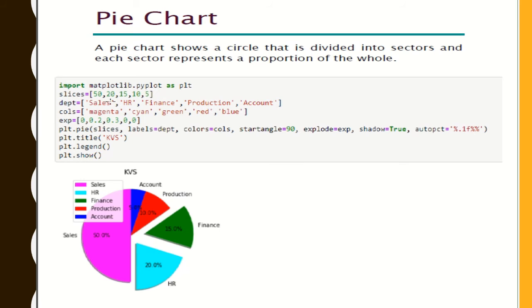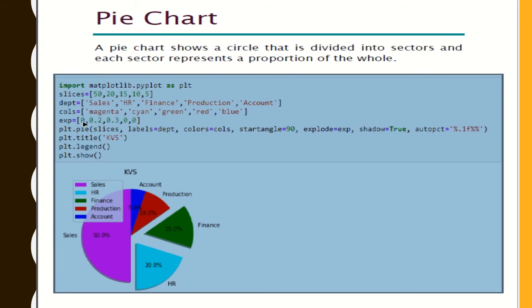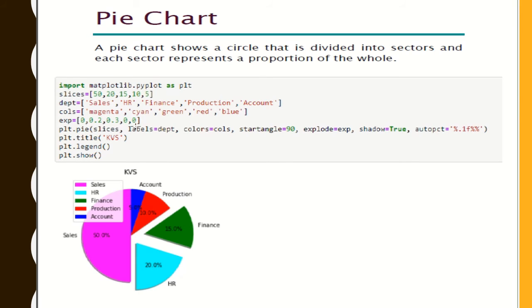Like departments and sales are there. Sales will be 50, HR 20, then finance 15, then production 10, and then accounts will be 5. Colors also you have to write accordingly, like sales will be represented as magenta, HR will be cyan, finance will be green, production will be red, and accounts will be blue. Okay, now here explode means, like 0, 0, 0.2, 0.3, 0, 0. These are the data which is being displayed. Next is plt.pie. Here you have to display those slices. Okay, slices comma labels equal to department, that is, what are the departments to be labeled.